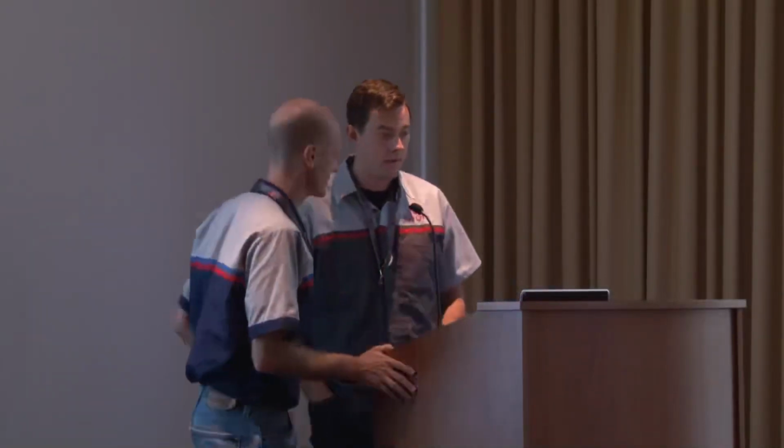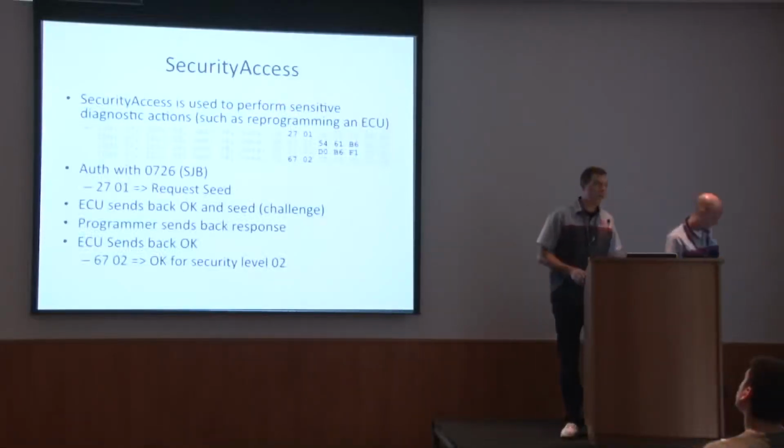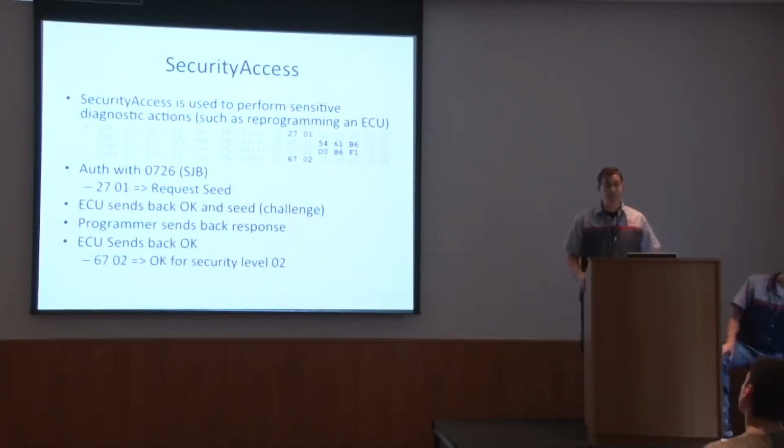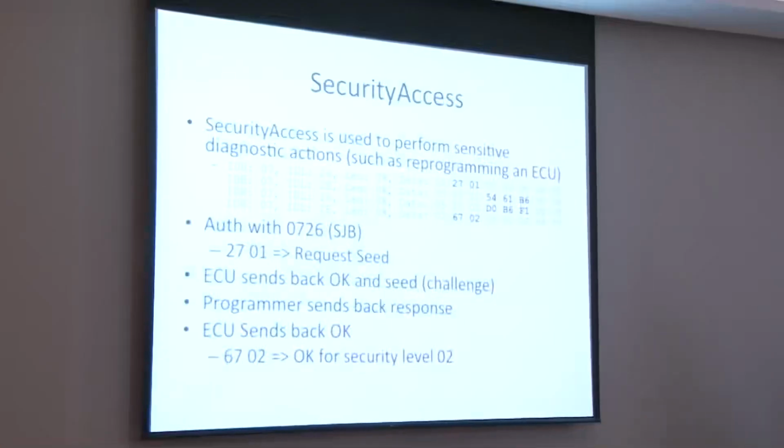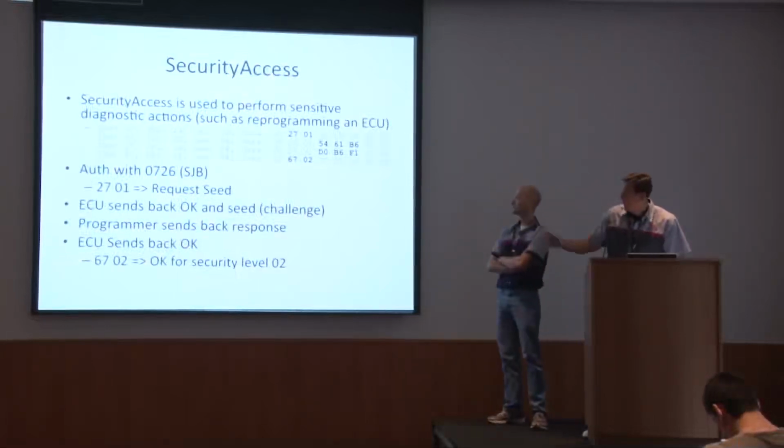You want to do security access? Security access is an interesting one because this functionality is usually needed when you want to perform privileged operations on the ECU, such as reflashing the firmware or performing certain diagnostic tests that could be considered dangerous. So what happens here is you try to authenticate, and we're sending 2 bytes, 2701. That's just saying, hey, I need the seed that I'm going to use to create this response to let you know that I'm authorized to do stuff to you.